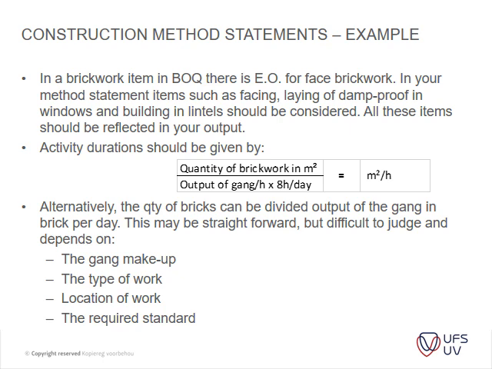Okay, then your activity durations. This is important for me. It will assist you guys in explaining what your activity durations is, but it's fairly straightforward. It's your quantity of brickwork in square meters and your output of the gang per hour and 8 hours per day. So it is basically getting to a square meter rate per hour.